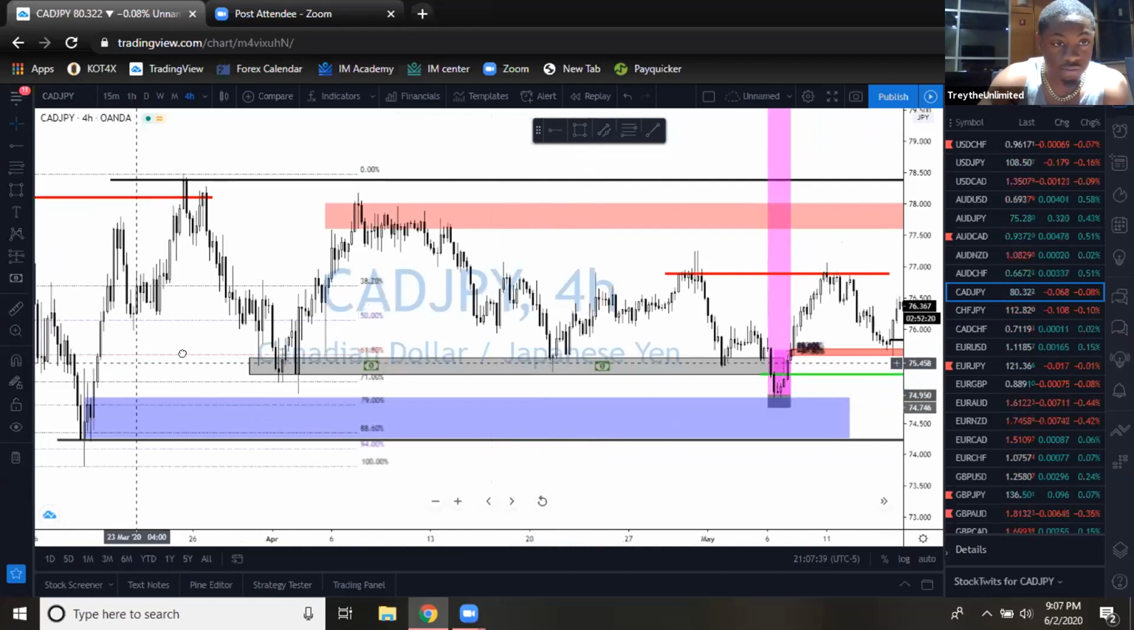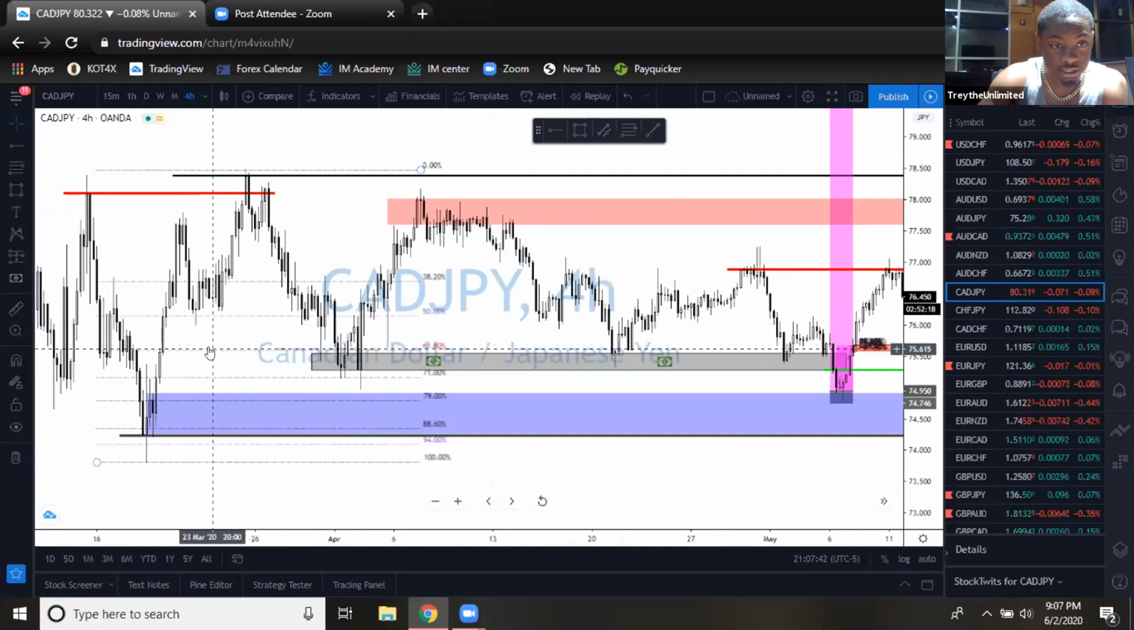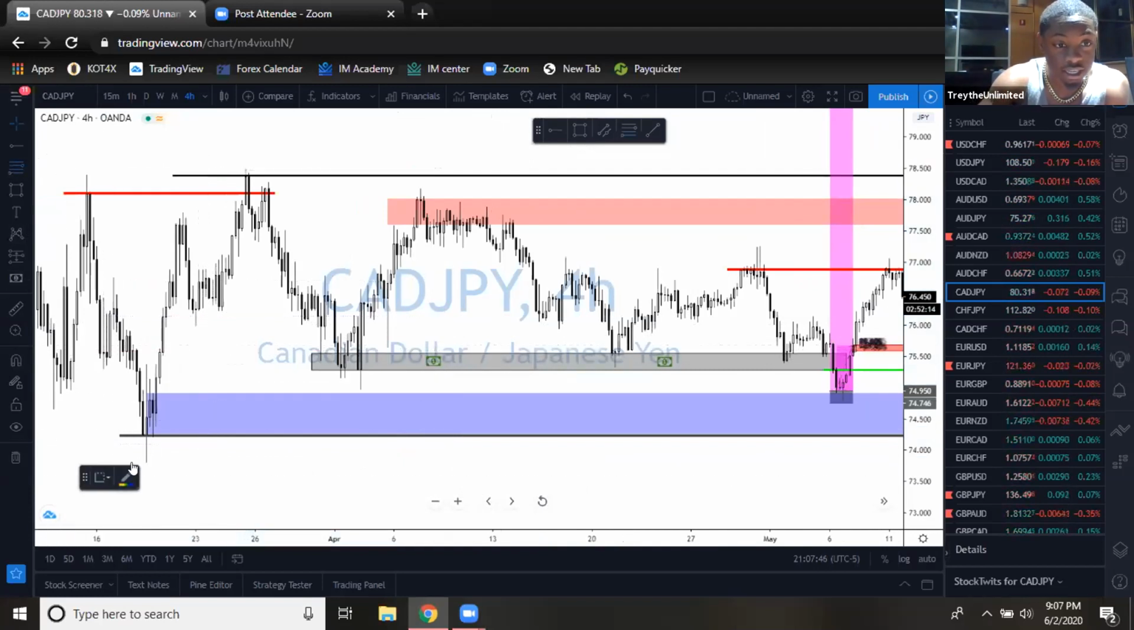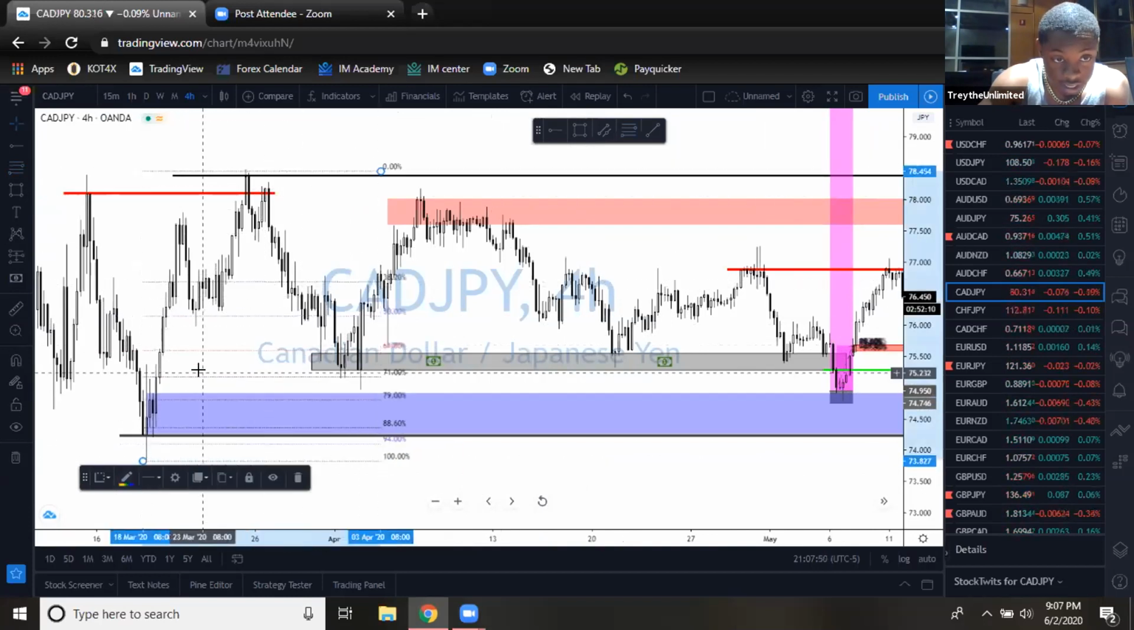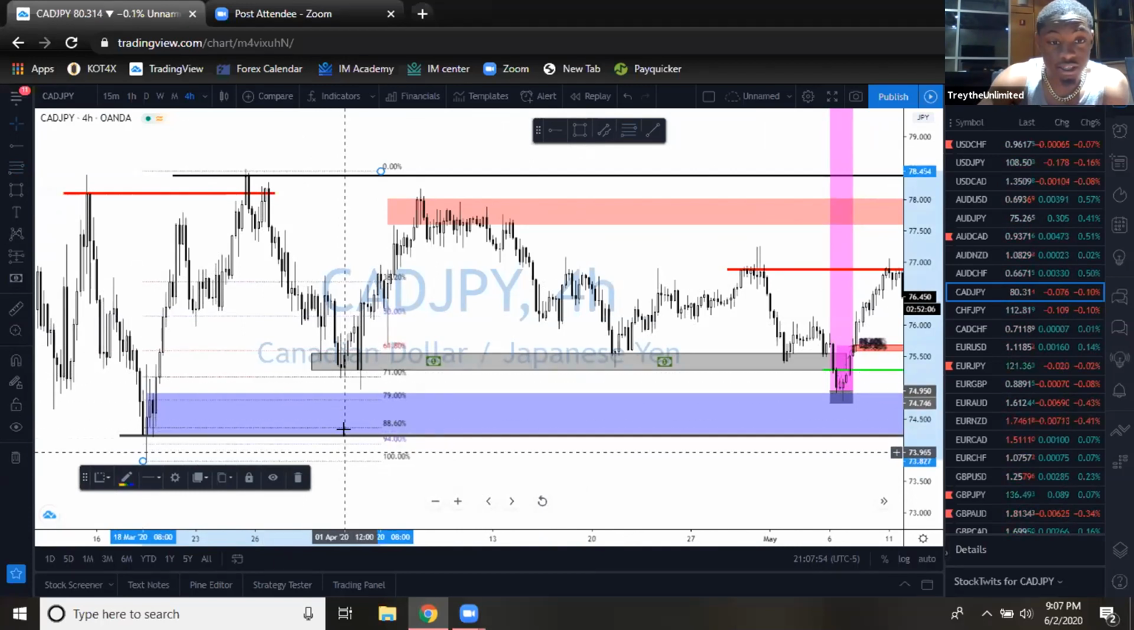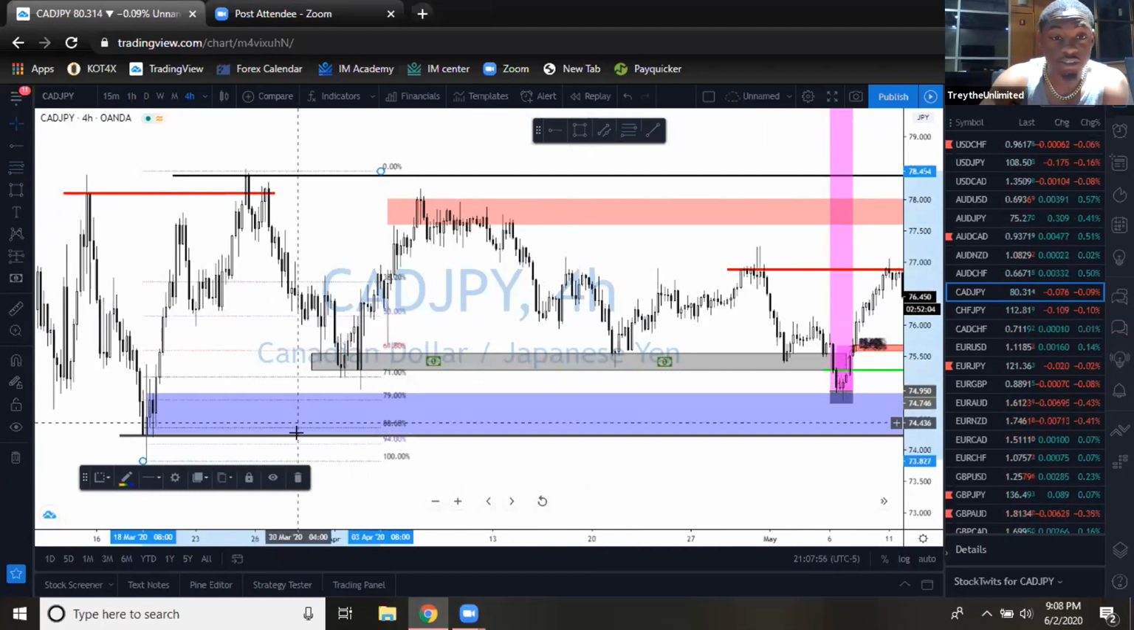And once you draw your fib out, let me actually delete this so I can redraw it for you guys. Once you draw your fib out from the low to the high, you should be looking for that retracement in the 71 and below area, looking for a retracement back into these areas.